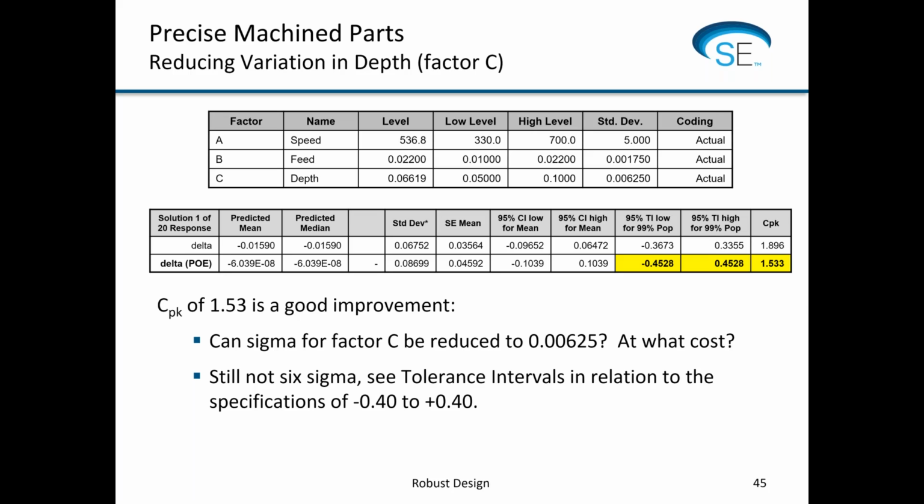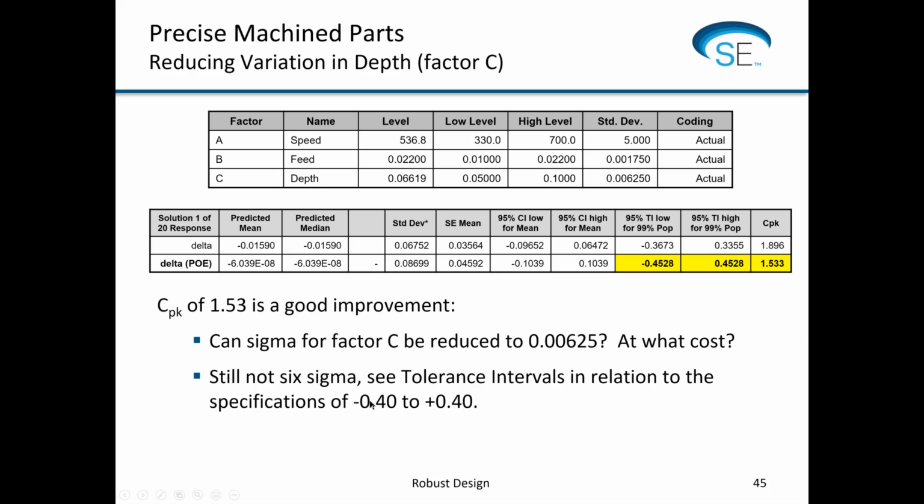And you can see that, remember, our specifications were minus 0.4 to plus 0.4. If you do a tolerance interval, remember, a tolerance interval is an interval that contains a certain portion of the population with a certain probability. So we're doing a 95% confidence on a tolerance interval that contains 99% of the population.